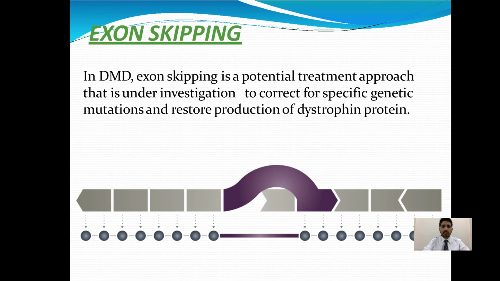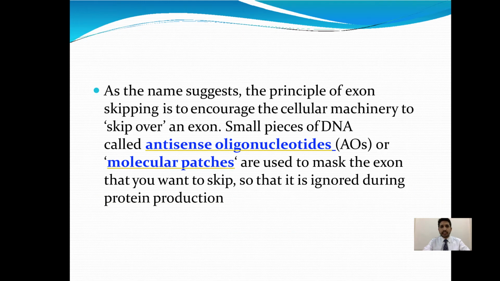There is one potential treatment that is under investigation, called exon skipping. As the name shows, exon skipping is a technique in which we skip the exon that is defective. This skipping is done by masking, through a molecular patch, the exon that is responsible for production of the faulty protein dystrophin. So when this exon is masked, it does not produce faulty dystrophin protein and can cure this disease.